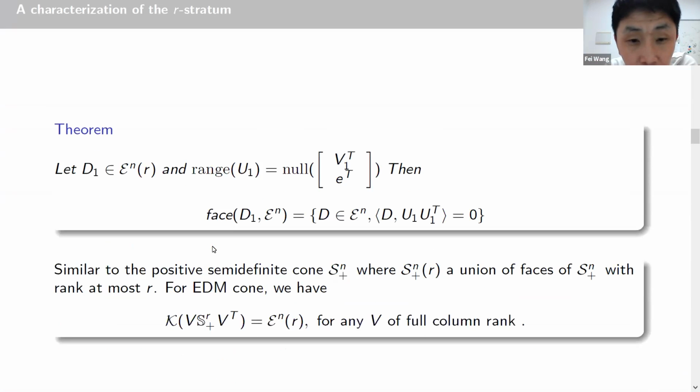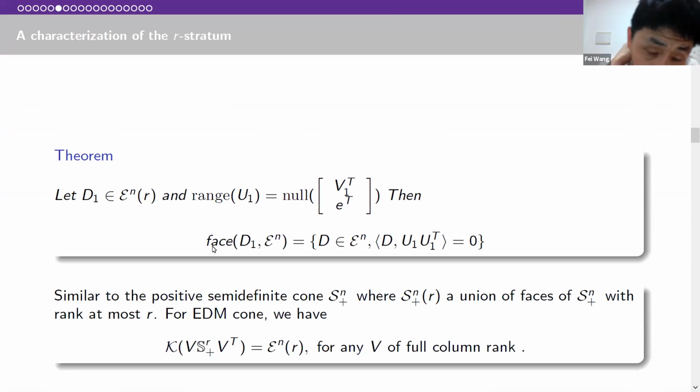And we can also explicitly construct the hyperplane that exposes this face. In fact, the face is all such D such that the inner product of D and U1 transpose is 0. So this is a hyperplane in the symmetric cone, in the set of symmetric matrices. And this U1 is just the null space of V1 transpose V transpose.